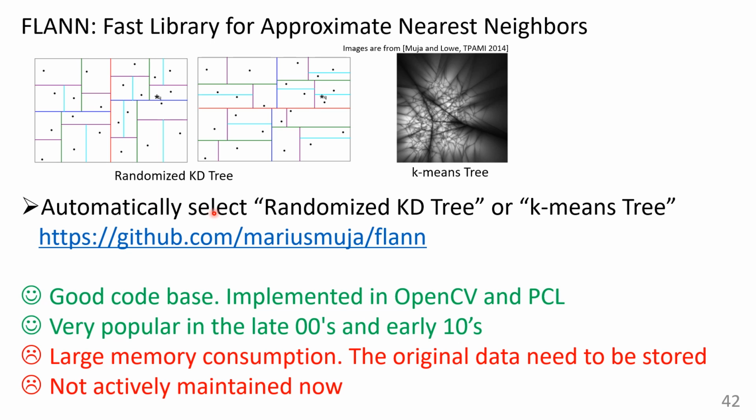This library automatically selects an algorithm from a randomized KD tree or k-means tree. These tree-based methods are basically KD tree type of thing: recursively divide the space into small spaces, then run search. This library is good in terms of code. It's implemented in OpenCV or PCL, famous libraries, and was very popular like 10 years ago. The disadvantage is that it takes a large memory consumption because the original data need to be stored, and it seems it's not actively maintained now.